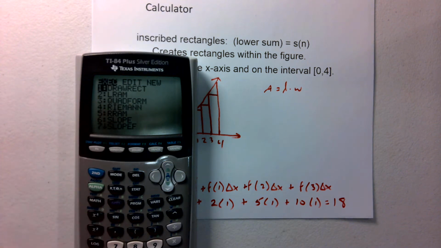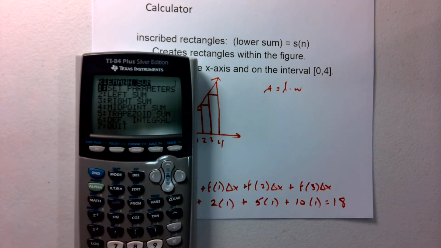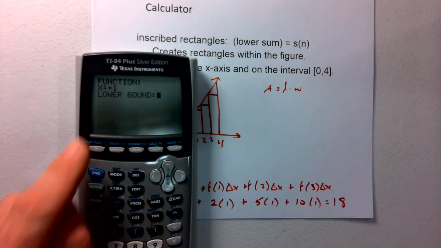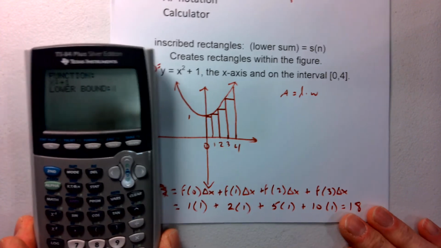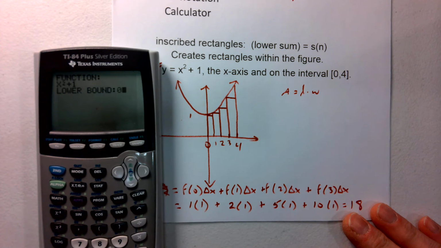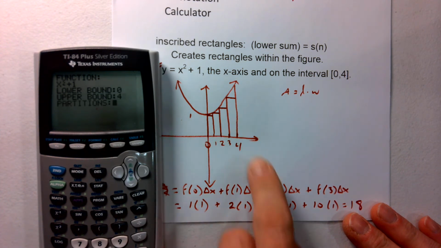We're going to hit number 4, and it's going to be Program Riemann. We're going to hit Enter. And what I want to do is set my parameters. So we're going to hit Enter. Our function is going to be x squared plus 1. Our lower bound, we're going to start our equation at 0. We're going to hit Enter. Our upper bound is going to be 4. That's where we're going to stop the boundary.